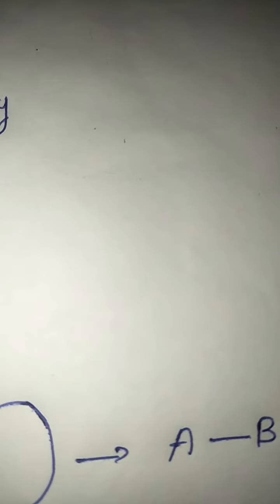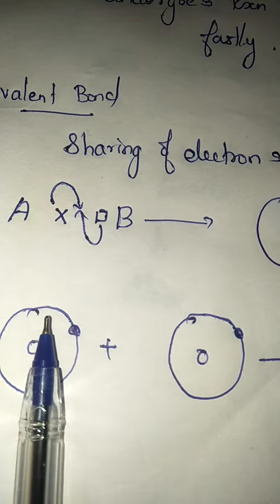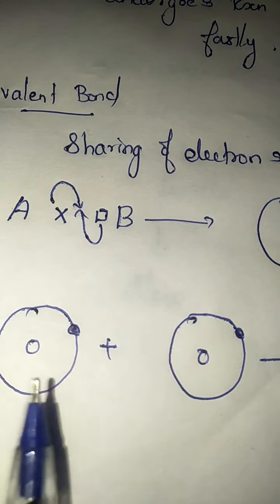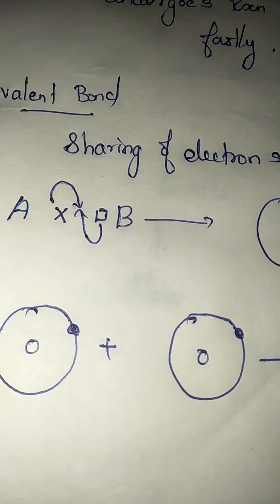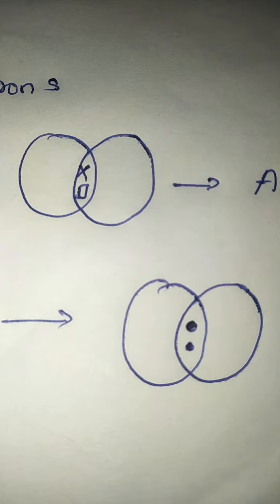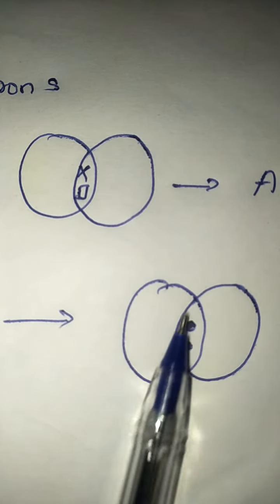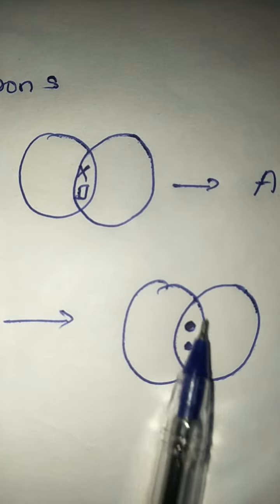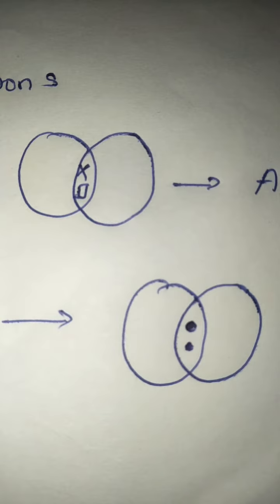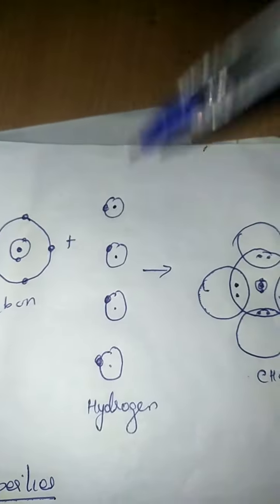Here is the next example. See, I have drawn here a hydrogen atom, another hydrogen atom, each with one electron in the outer shell. Both are non-metals. Now they are going to share their outer shell electrons, one from each hydrogen. Now the overlapping of outer shells takes place and they become paired. And this bond is called a covalent bond.